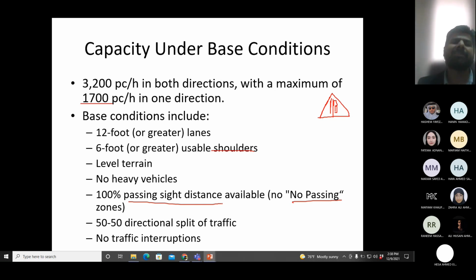Okay, so the base condition is sight distance available on all points. A 50-50 directional split in the peak hour, again a base condition, and no interruptions. Now again a reminder, when we say no interruptions, we basically mean no interruption within the 2-mile range. If you remember, in the last chapter I told you multi-lane highways and two-lane highways have interruptions, but these interruptions are 2 miles from each other. So the segment between the interruptions can be considered as uninterrupted.